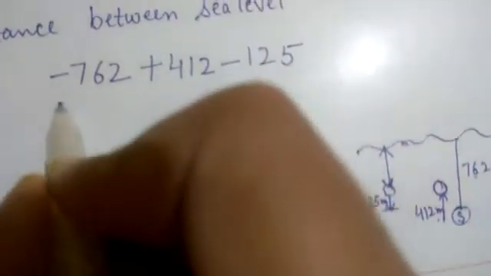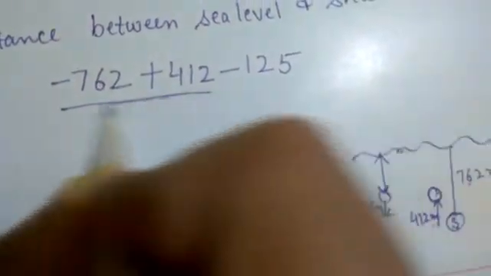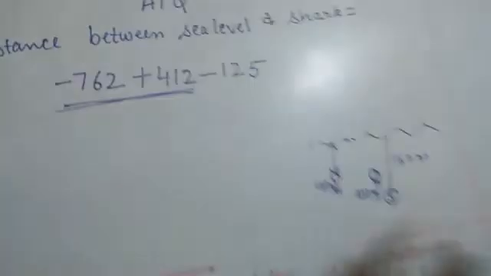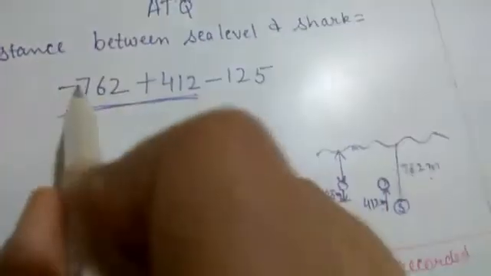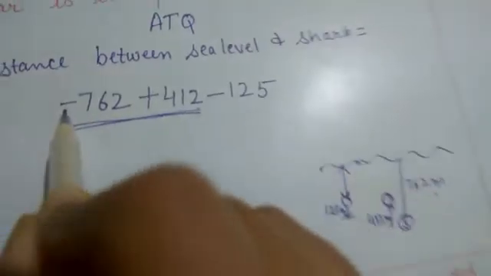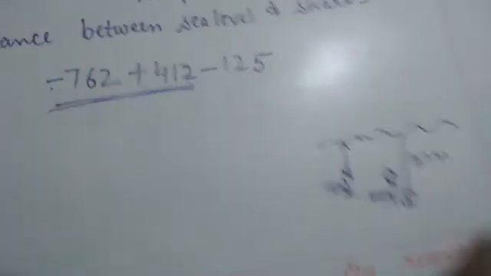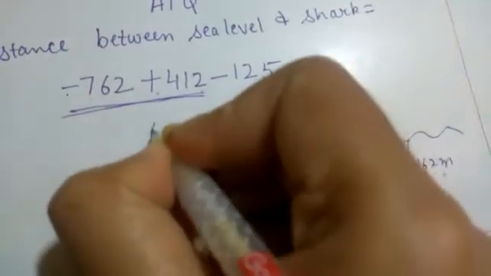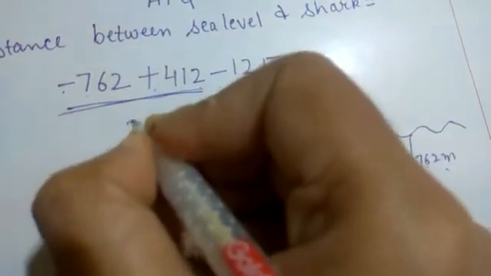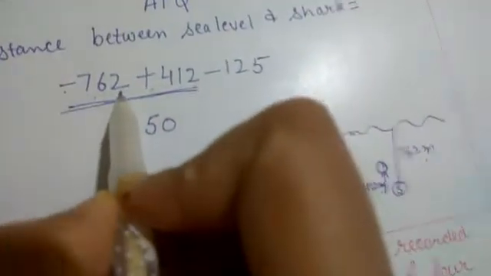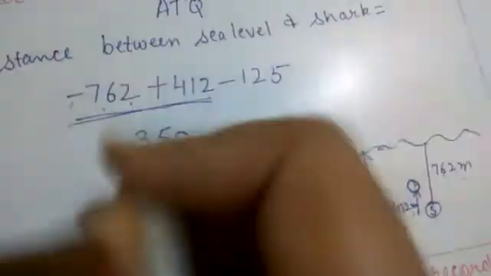Now see. Firstly solve these two numbers. That is completely your choice, whether you want to solve the first two or the last two. But I am solving this one now. Here one is with a negative sign and one is with a positive sign, that means we have to subtract it, and I am subtracting. 350, and the sign is that of the greater number. Who is greater? 762 is greater, and with 762 a negative sign is there, so here also the sign is negative.